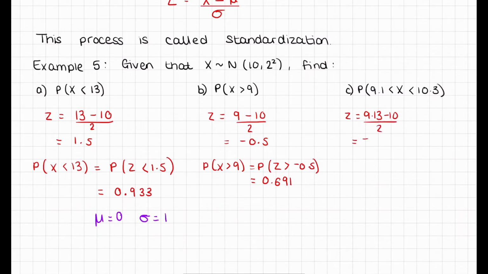And for this side, you get 0.45, and then we also have to do it for the 10.3. And we'll get 0.15. So this means for our z, it would then be between negative 0.45 and 1.5. And then put that into your calculator and you will get 0.233. So obviously you can see for normal calculations, there's no reason to standardize it, but when you want to find your mean or standard deviation, then you need to.